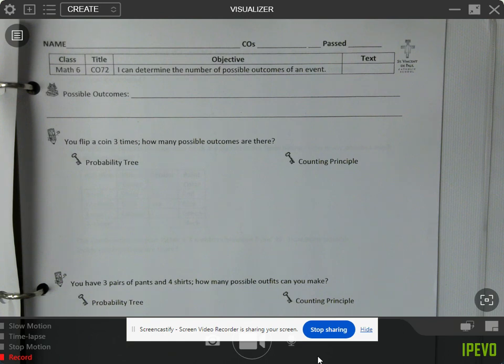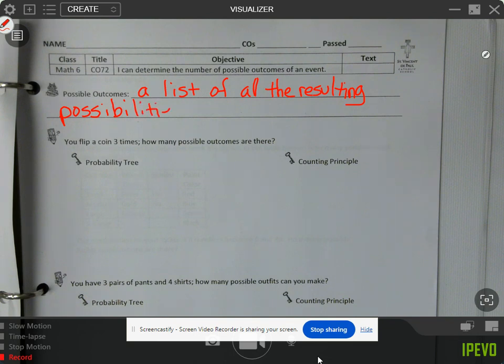So we need to know what possible outcomes means. Possible outcomes are a list of all the resulting possibilities from an event. So we have to think, well, talking about an event, what does an event mean?